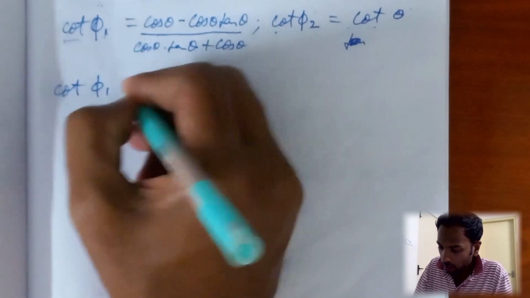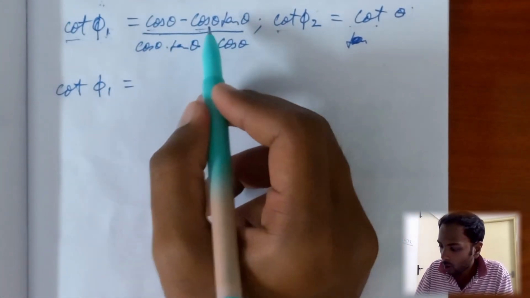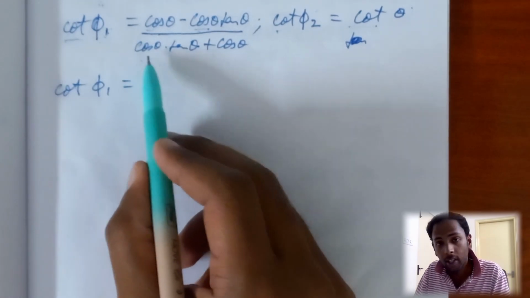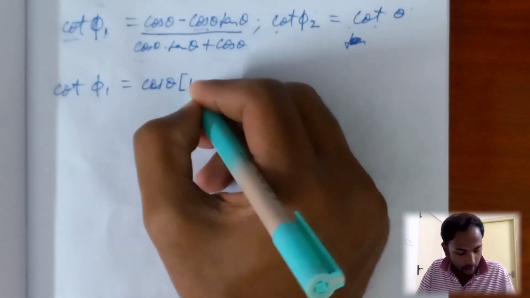So cot phi 1 is equal to, yeah. Can you see cos and cos common in the numerator, and in the denominator again cos and cos are common. So let me take it common in both numerator and denominator.